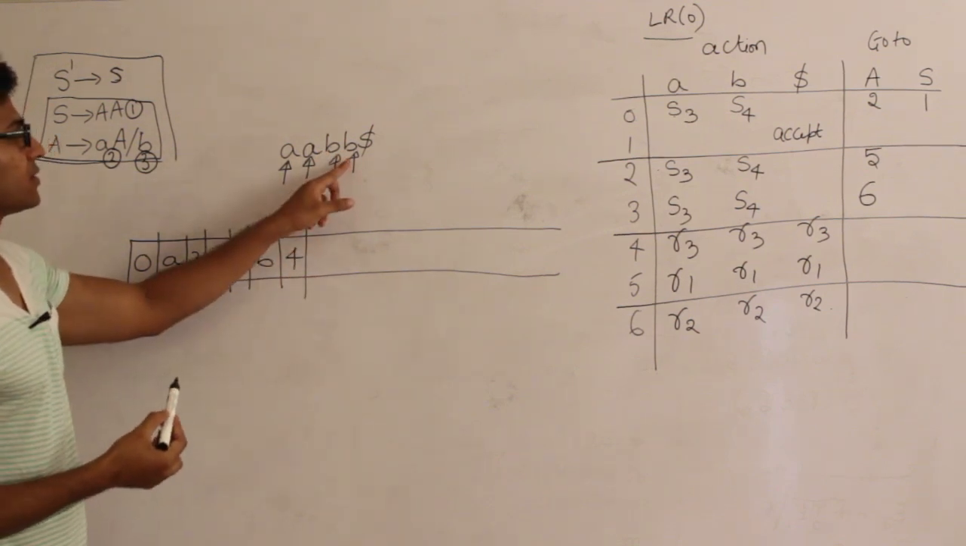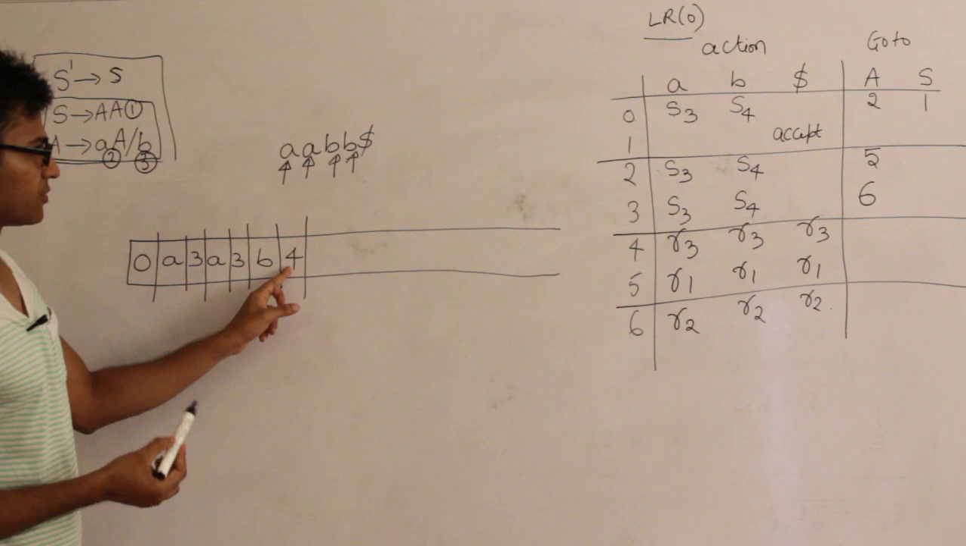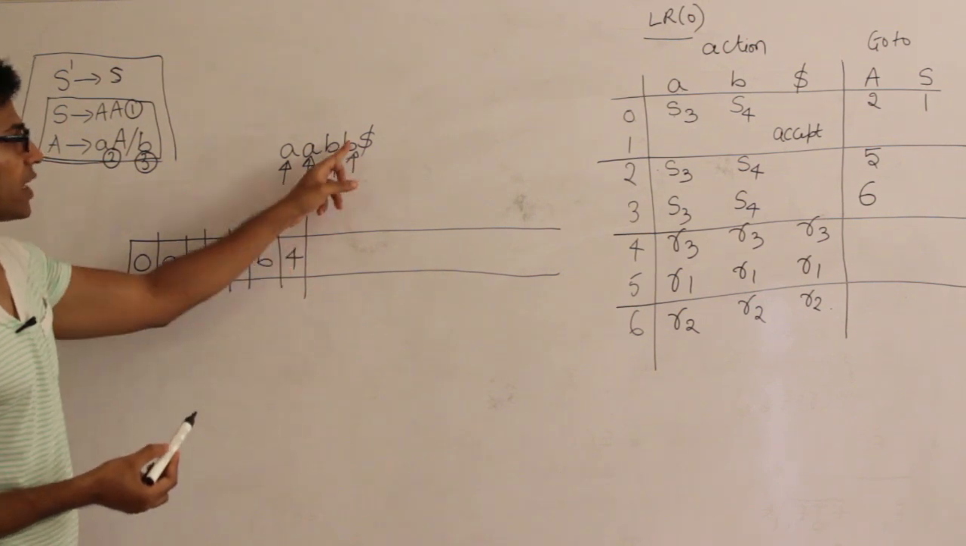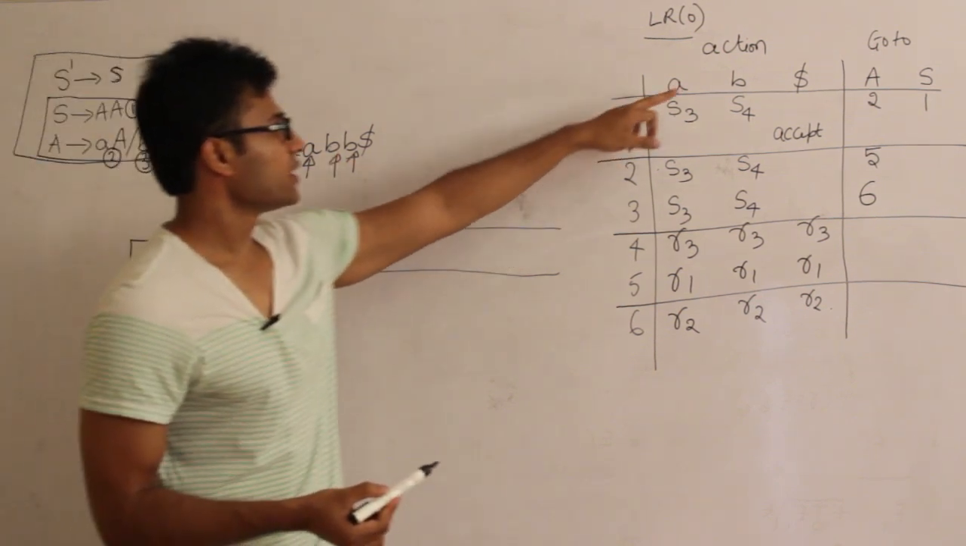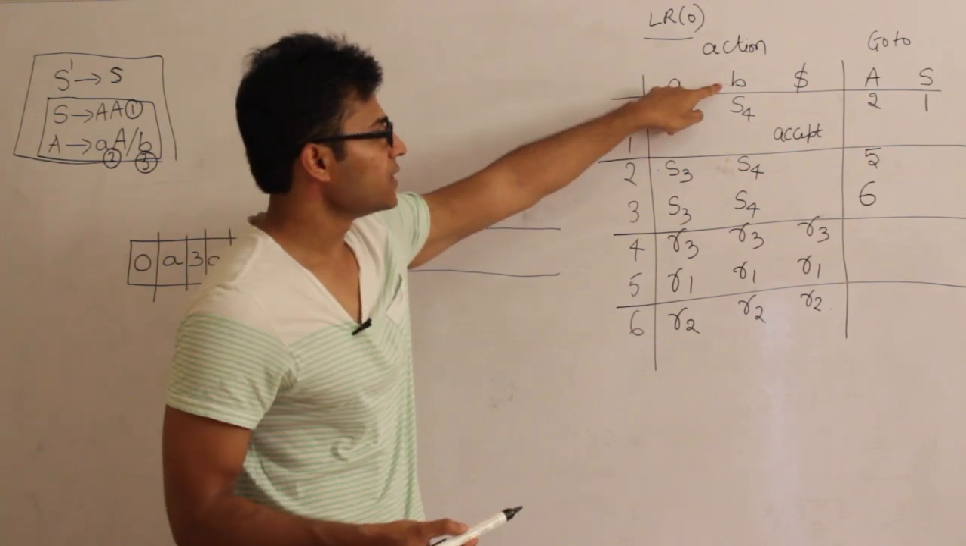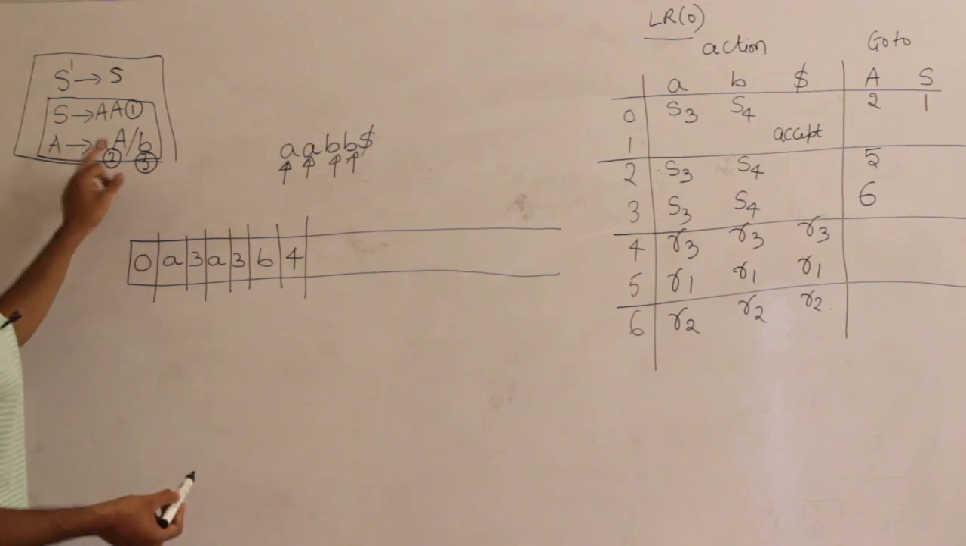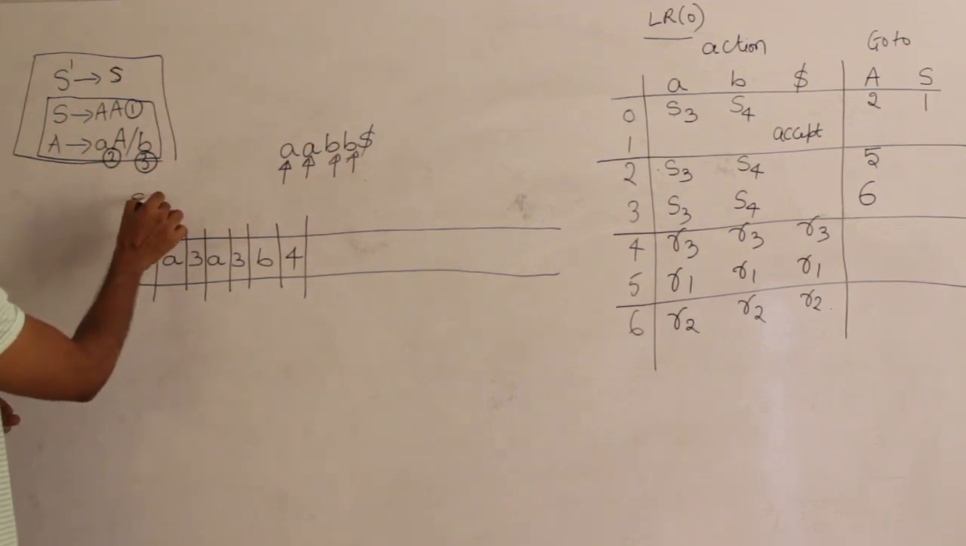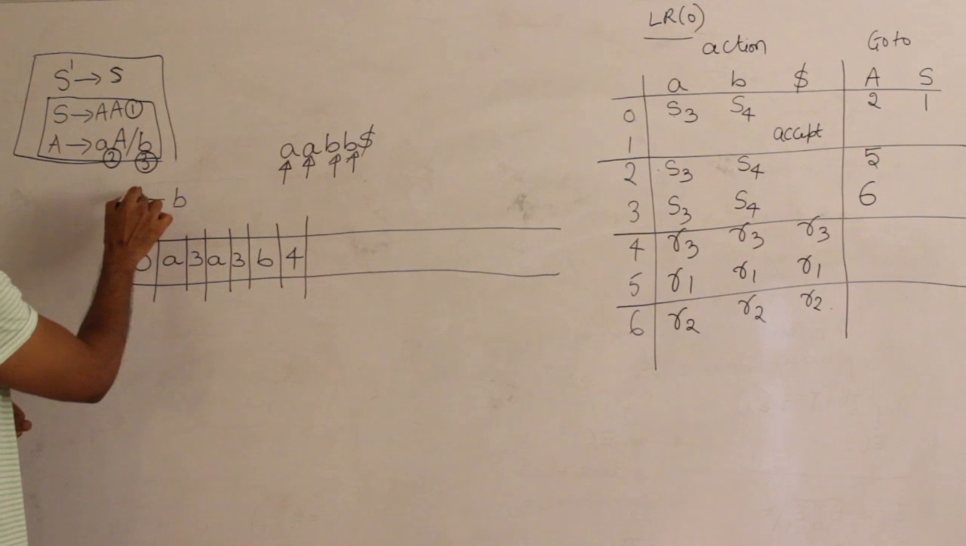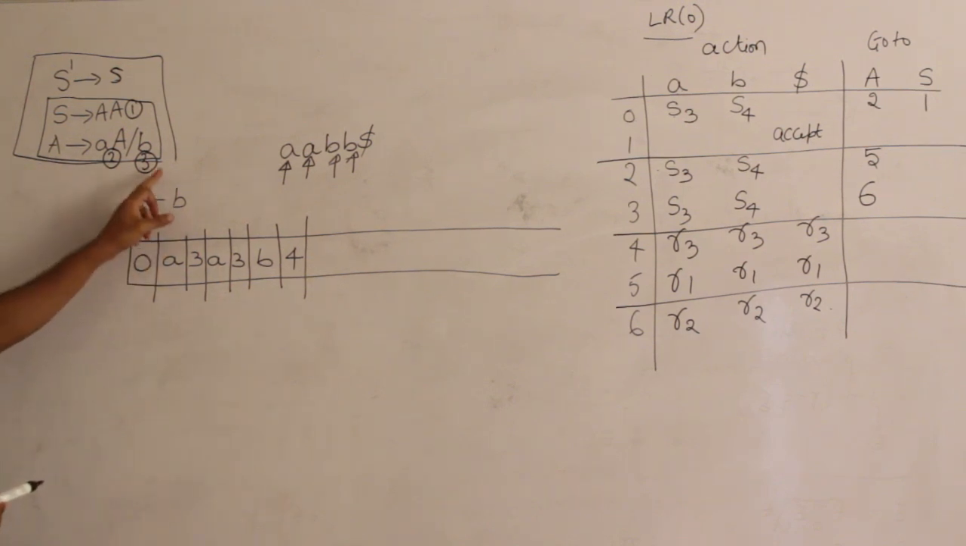Now next I am at 4, which means the state is 4, and I am looking at b. Then it is saying that reduce with production number 3. What is production number 3? Production number 3 is A derives b. So I have to use production number 3 in order to reduce whatever I have seen now.